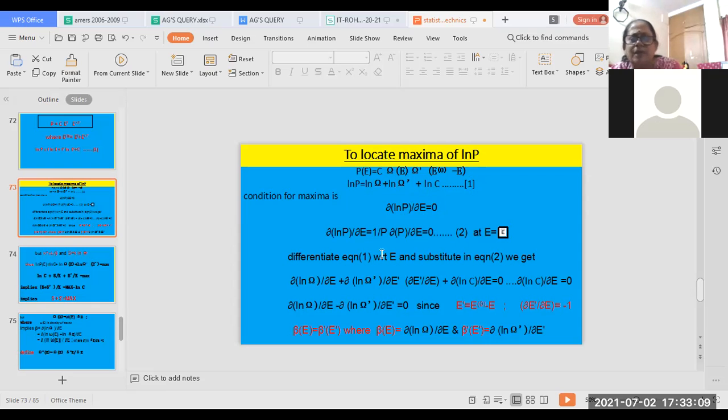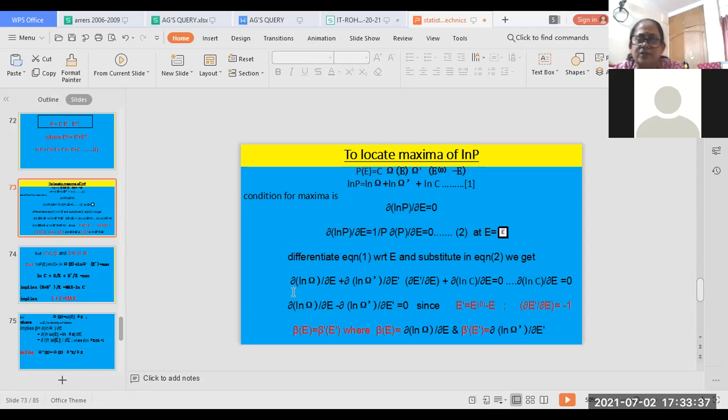Okay. So now you take the differentiation. Differential of ln P is 1 by P, dou P by dou E. Right hand side it is 0. So where is the maxima occurring? Maxima is occurring at E bar. Okay. So now I am taking equation 1 and equation 2 together, and ln P I am substituting from equation 1. Then I am applying differentiation.